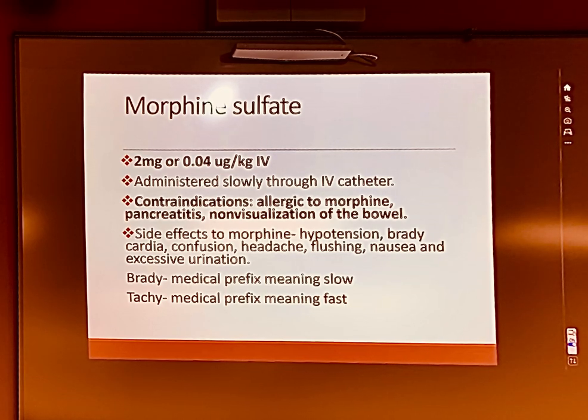Morphine. Morphine's dose is 0.04 micrograms per kilogram per pound of body weight IV. You'll hear me say it a million times because it's important for you to remember. You're going to administer it slowly through an IV catheter, or it's going to go through a drip.